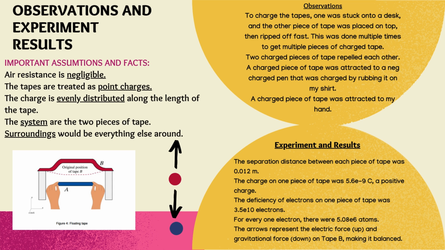I drew a model here where the red dot is supposed to be tape B and the blue dot is supposed to be tape A as point charges. As we can see, the electric force points up and the gravitational force points down, and they are balanced out on tape B, which is something we should keep in mind because GlowScript should look the exact same.